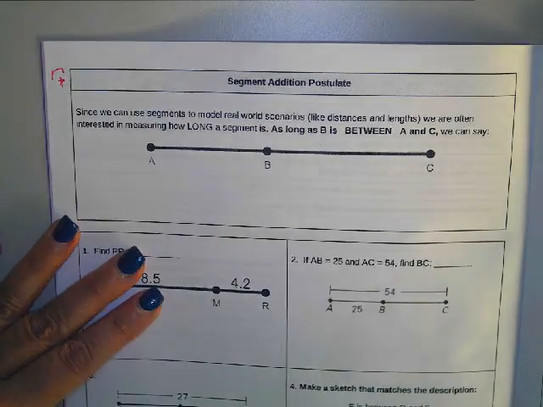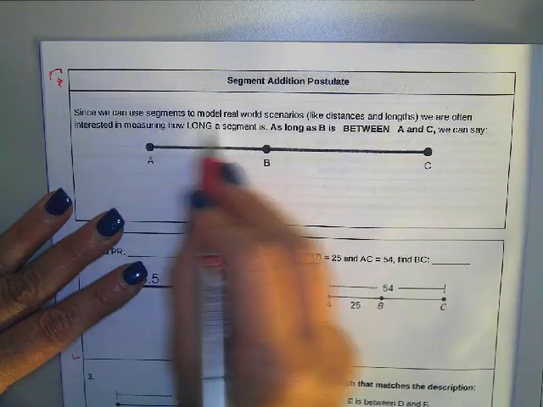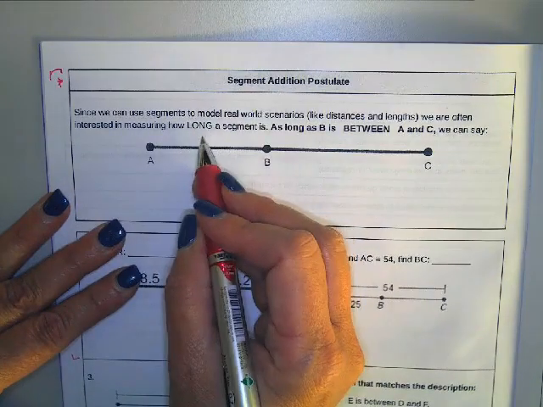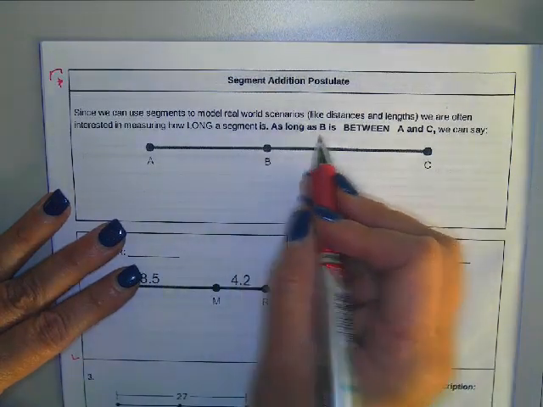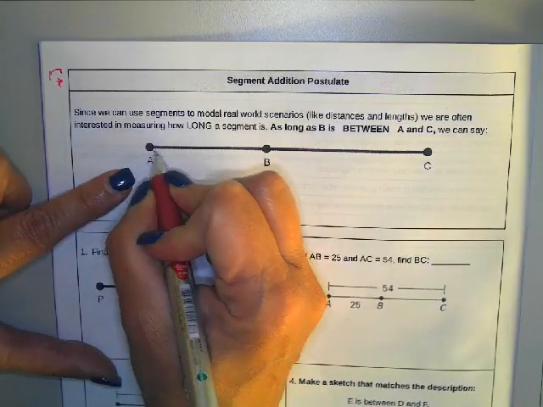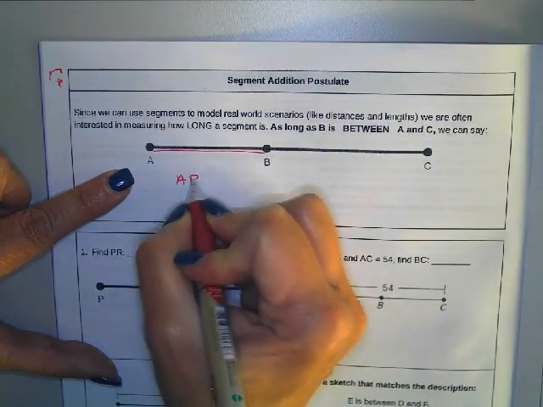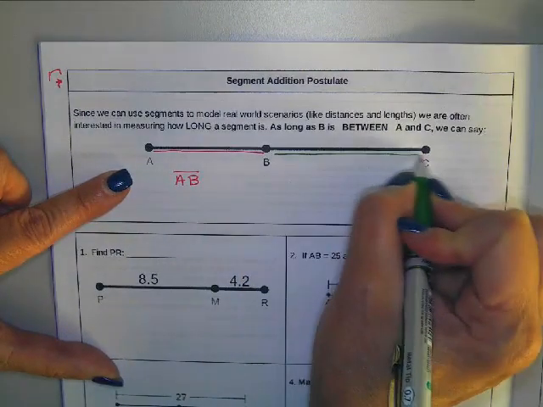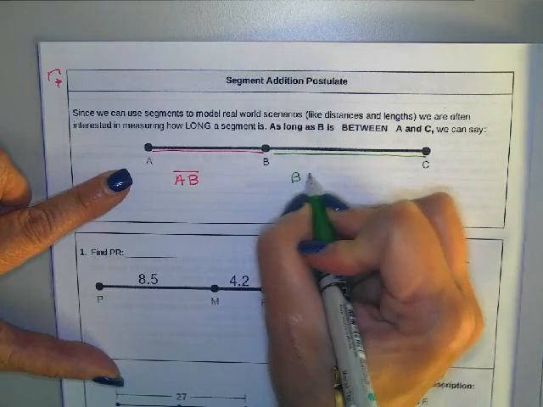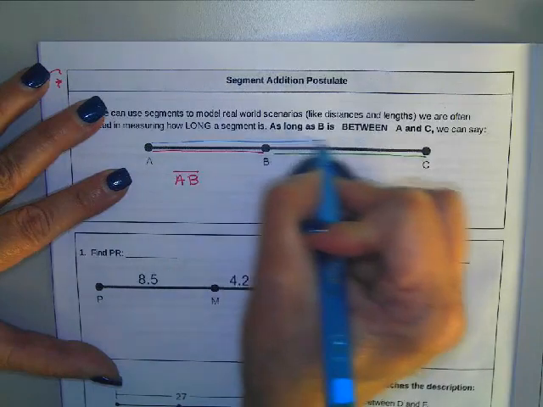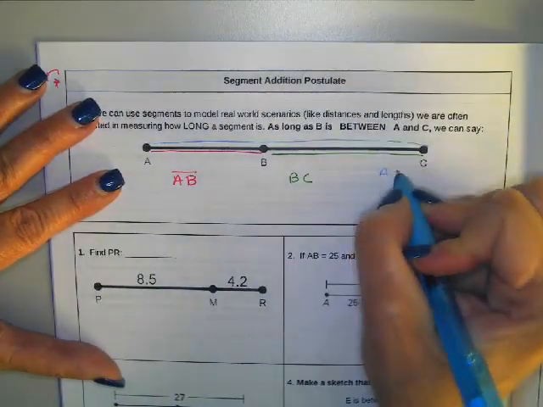If we go to the next page, the segment addition postulate states that since we can use segments to model real-life scenarios like distances and lengths, we are often interested in measuring how long a segment is. As long as B is between A and C, we can say the following. This first segment is segment AB. The second segment is segment BC. We talked about this the other day that you can put the segments together and make this big, large segment. And that segment is AC.